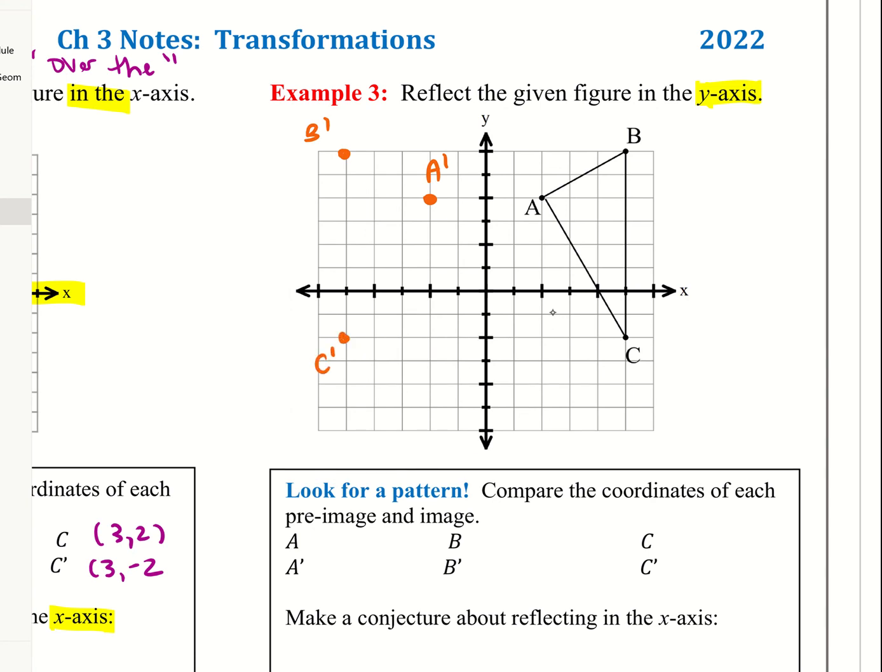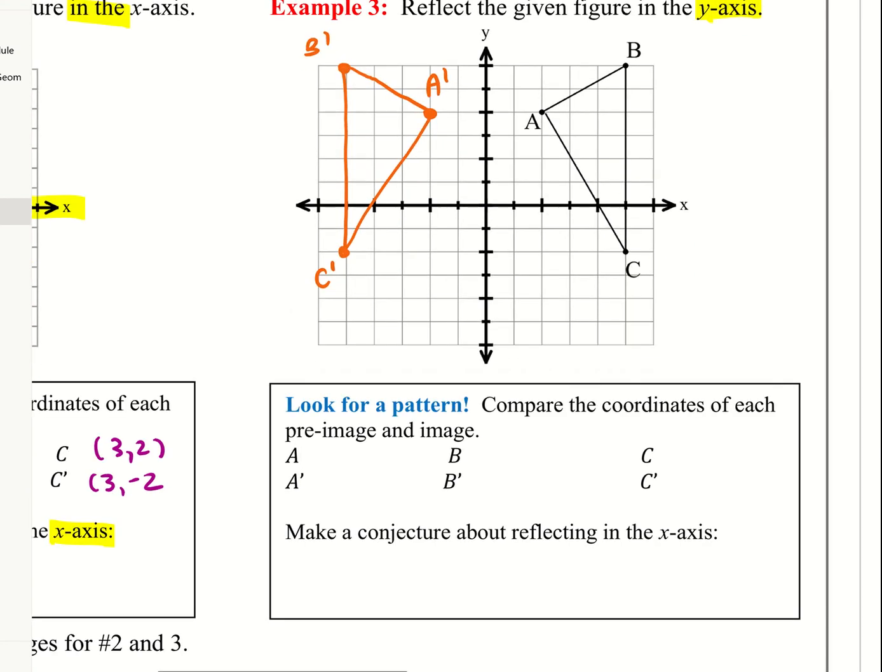And then I'm going to connect these points. I'm just reflecting the vertices, and then I will redraw the triangle. When you compare these triangles, this should be the same triangle on the right and on the left, just flipped. If I write the ordered pairs, A is at 2, 4. To the right 2 and up 4. A prime is at -2, 4.